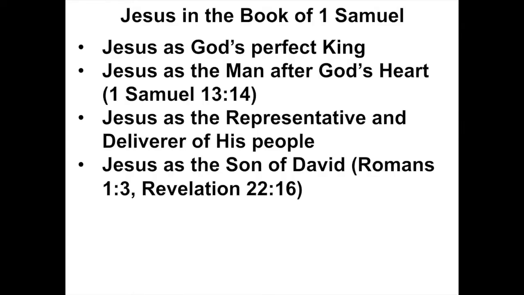Finally, very plainly in the book of 1 Samuel, we see Jesus as the son of David. You need to understand that Jesus, genetically speaking, was a descendant of Adam. He was a descendant of Noah. He was a descendant of Abraham, of Isaac, of Jacob, of Judah, of Boaz, and of many other multiple people.